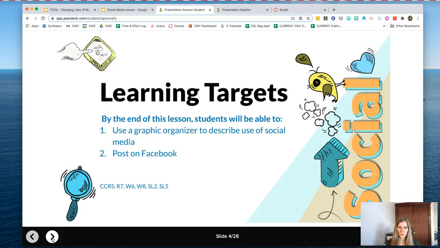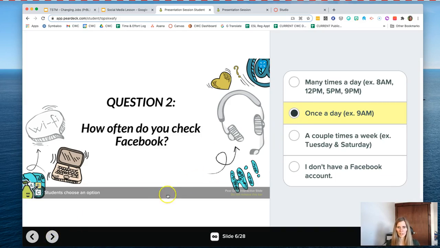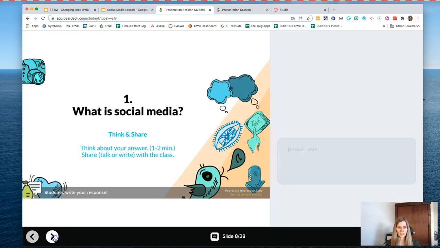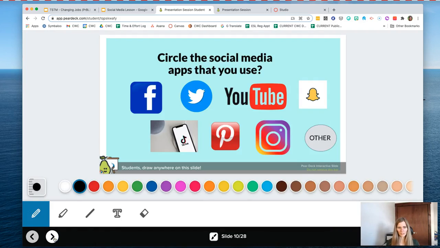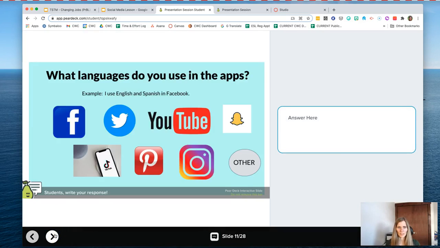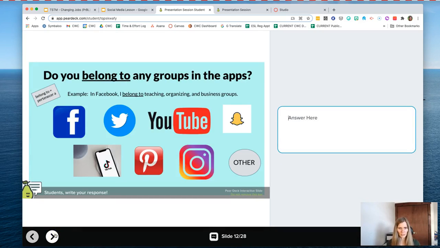I targeted 2 out of the 3 learning targets, asked a couple of Facebook questions in the beginning, and they could answer them, and I would show the answers from my presentation through the Zoom window. And then we talked about the social media definition. I added some drawing slides so they can circle their answers. Talk about the languages they use in the apps and the groups that they belong to.